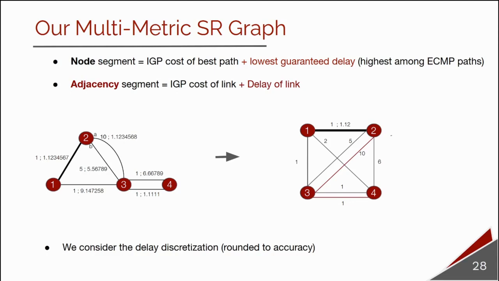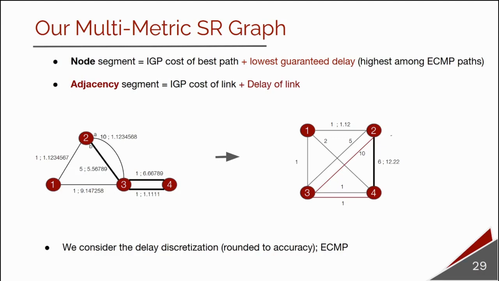There are though some subtleties. For example, with ECMP, the packet may go through any of the ECMP paths, right? So the only thing we can guarantee is that the delay will not exceed the worst delay out of all the possible ECMP paths. So this is in turn the delay that we are going to use on our SR graph, as you can see here.